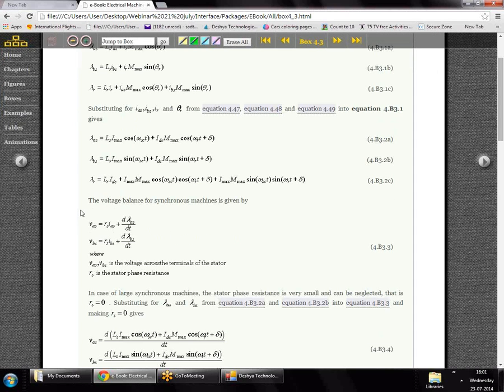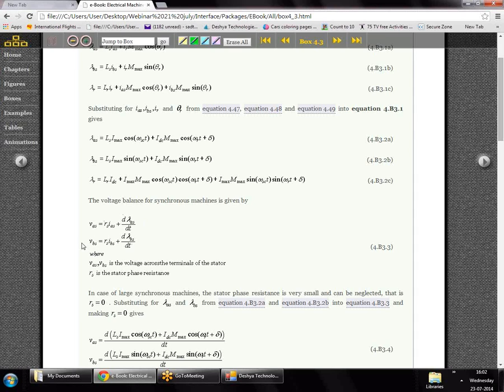Now if I have all the three flux linkage equations, then I can write down the voltage balance. The voltage applied to phase A of the stator is equal to the drop across the resistance of phase A plus the rate of change of flux linked by the phase A coils. Similarly, my voltage applied to phase B is equal to the drop across the resistance of phase B plus the rate of change of flux linked by the phase B coils. So this is the voltage equation that I have for phase A and for phase B.